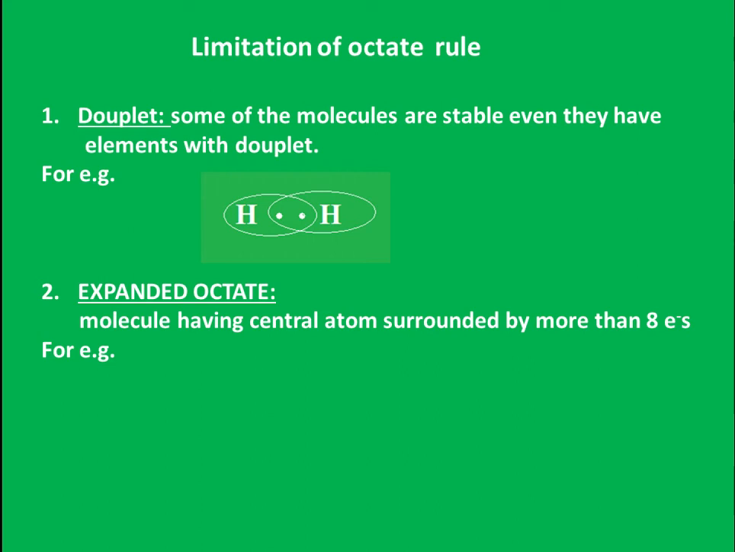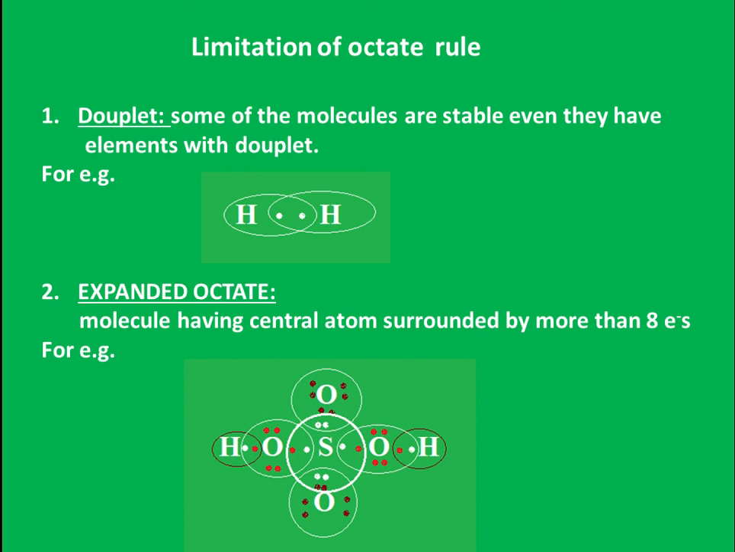Now the second is expanded octet, which can be represented by the sulfuric acid molecule. You can see here there is a central atom, sulfur, surrounded by more than 8 electrons. If you count the number of electrons: 1, 2, 3, 4, 5, 6, 7, 8, 9, 10, 11, 12. Yes, 12 electrons are there around this central atom.